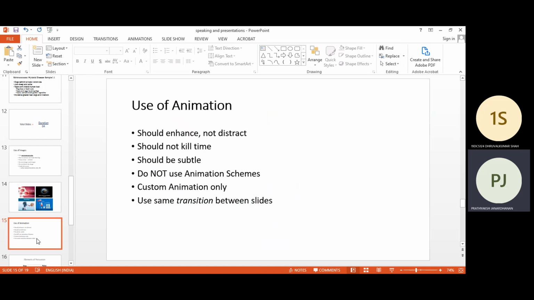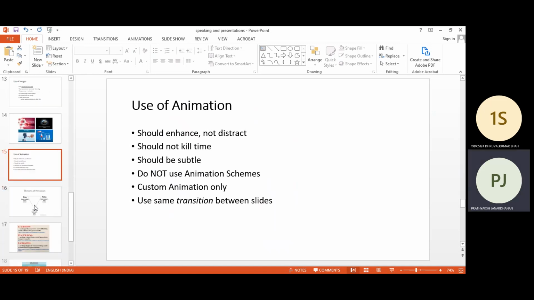People use animation quite a lot to discuss several things and enhance the presentation. Use the transition sparingly, don't use animation. So you will read all those things which I mentioned.